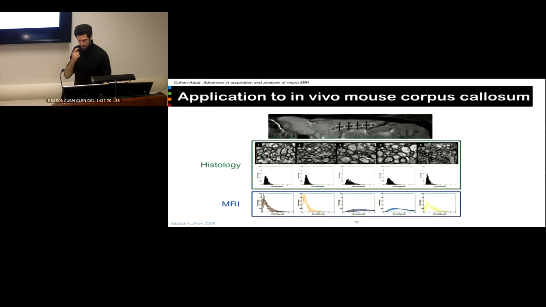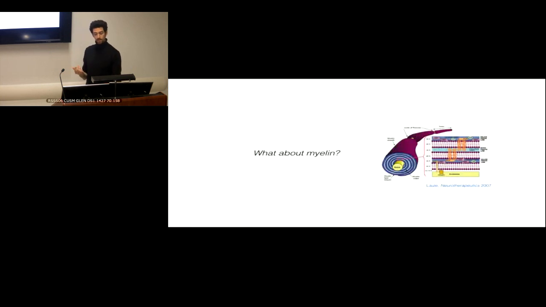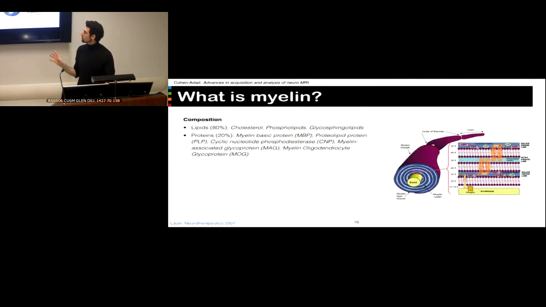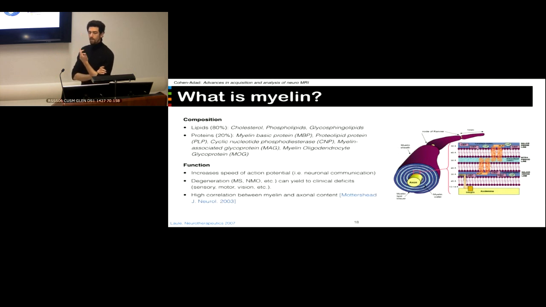So we cannot forget one element, which is myelin, because when we do diffusion imaging, the echo time is usually very long, and we get no signal from the myelin. But it's an important component because it can be affected in neurodegenerative diseases such as multiple sclerosis. So myelin is composed mostly of lipids, and it also has proteins. And its main function is to accelerate action potential communication. And as I mentioned, it is affected in different diseases such as MS or NMO.